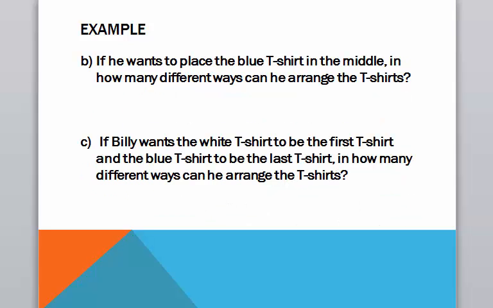For part B, he wants to place the blue t-shirt in the middle. And the question asks us, in how many different ways can he arrange the t-shirts? So our color choices remain the same. I'm just going to jot them down over here on the side. We have green, blue, white, yellow, and red. And we still have 5 positions that we need to fill using the 5 colors. So I'm going to go ahead and draw 5 blanks.